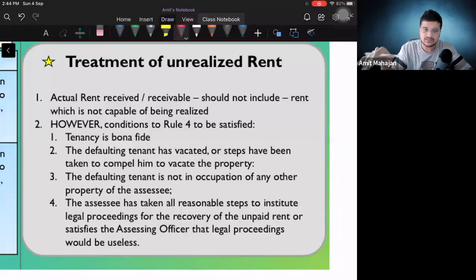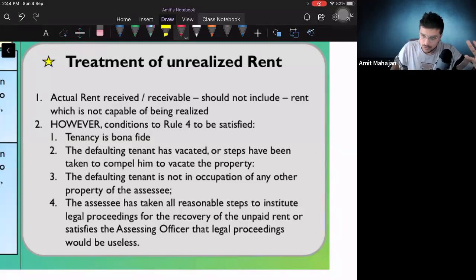Point 2. Point 3, the defaulting tenant is not in occupation of any other property of the assessee. Point number 3, ऐसा नहीं होना चाहिए कि मैं इधर से निकला और I am occupying some other property. इसका लॉजिक, जो existing students हैं उनको मालूम है, but जिनको नहीं मालूम, I want to tell you this logic but not right now. I will tell you at the end of the lecture. बहुत मजेदार है, बहुत मजेदार. लोग कैसे जोल करते हैं ना, इसका एक लाइव एग्जाम्पल ये पॉइंट में डाला है उन्होंने.